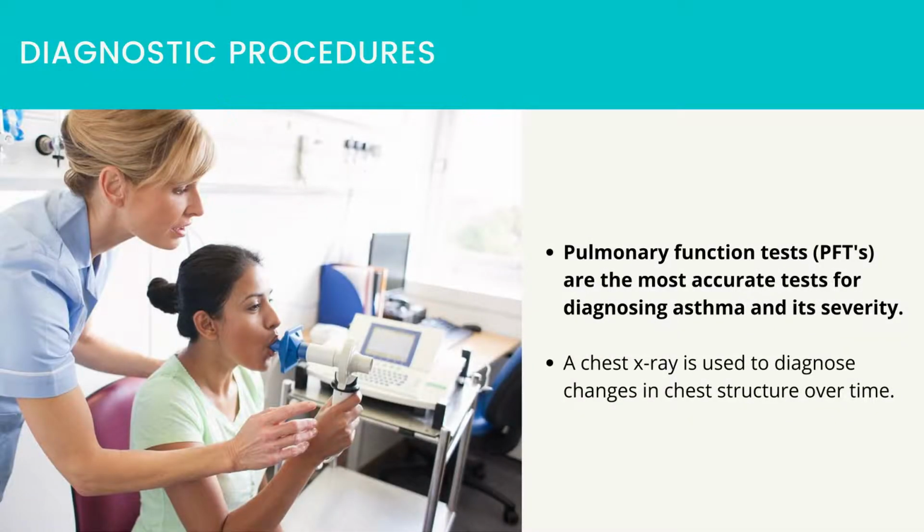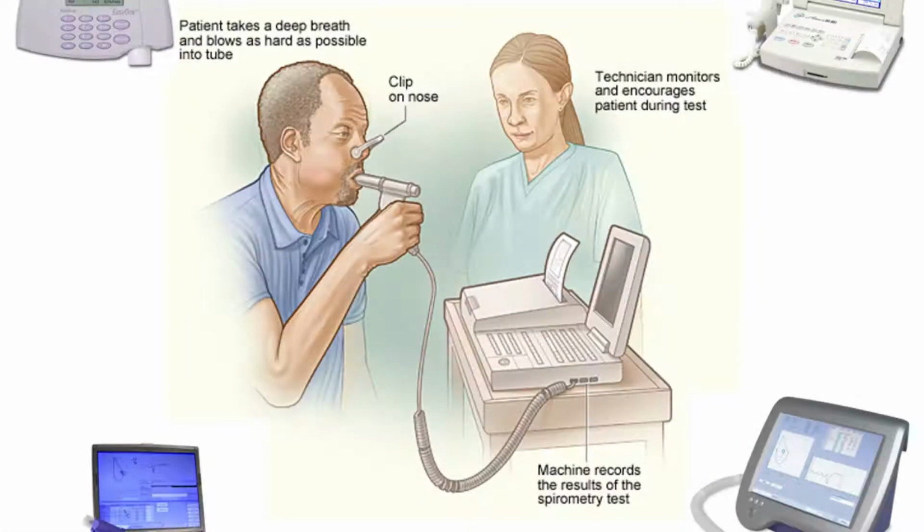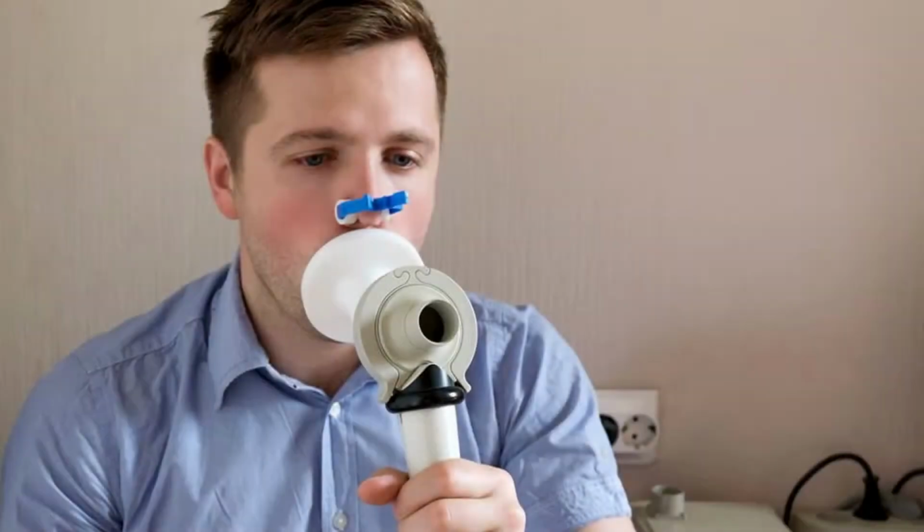Diagnostic procedures: pulmonary function tests, PFTs, are the most accurate tests for diagnosing asthma and its severity. Forced vital capacity, FVC, is the volume of air exhaled from full inhalation to full exhalation. Forced expiratory volume in the first second, FEV1, is the volume of air blown out as hard and fast as possible during the first second of the most forceful exhalation after the greatest full inhalation. Peak expiratory flow is the fastest airflow rate reached during exhalation.